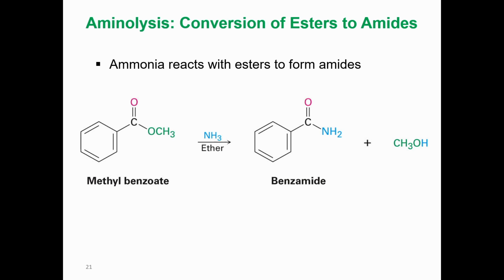Remember, this end that is highlighted in green was the end that was bearing the hydroxy group. So that is the end that will leave, and amine will replace it. And it's going to go with 1 hydrogen from amine. That's why we're forming methanol from methyl benzoate. Then forming an amide, which is called benzamide.